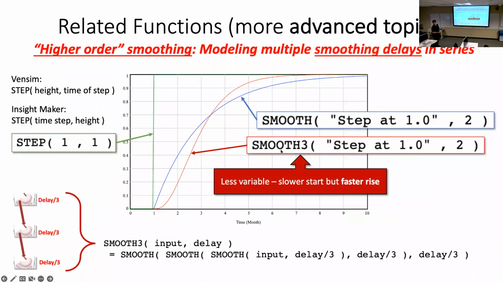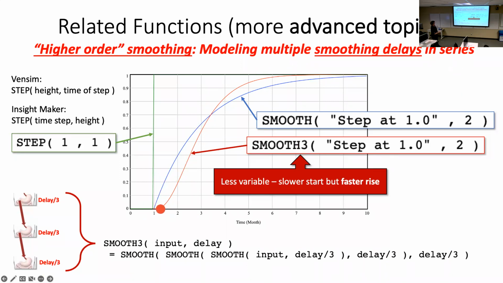But in Vensim, and Insight Maker's got something like this too, there's something called smooth 3, which is a third order smoothing delay. What smooth 3 does, I've got down here, is it just takes the normal smooth function and it takes whatever delay you give it and divides it by 3. But then it passes that into another smoothing function with delay divided by 3, and then that into another smoothing function with delay divided by 3. It's like having 3 stomachs with a third time constant, like I have over here. And the effect is you get this inflection point, this red curve here.